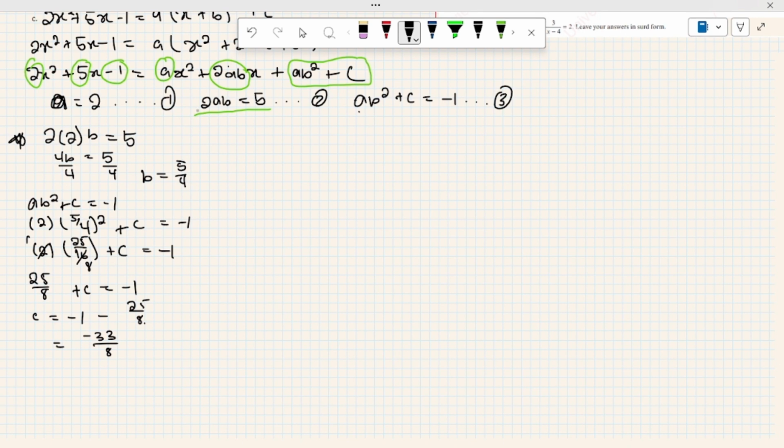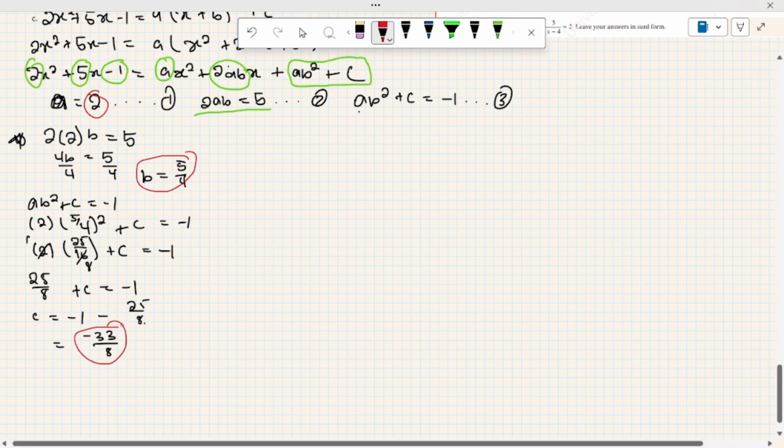So the value of a is 2, the value of b is 5 over 4, and the value of c is minus 33 over 8. So let's write it all down.